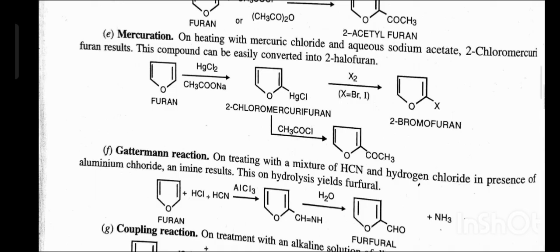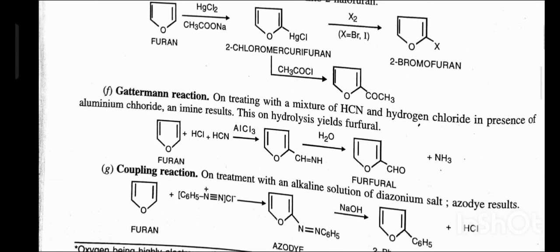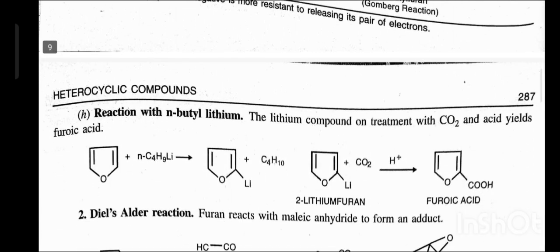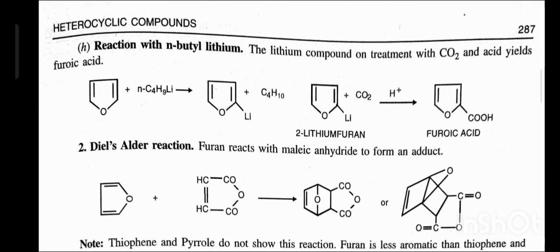Gattermann reaction. On treating with a mixture of SnCl and hydrogen chloride in presence of ammonium chloride and imine results. This on hydrolysis yields furfural. Coupling reaction. On treating with an aryl solution of diazonium salt, an azo dye results. Reaction with n-butyl lithium. The lithium compound on treating with CO2 and acid yields furoic acid.